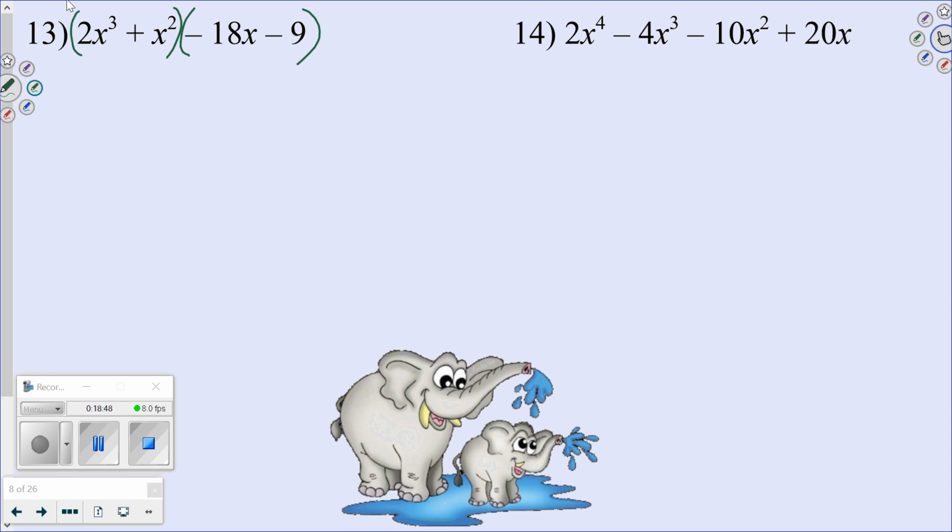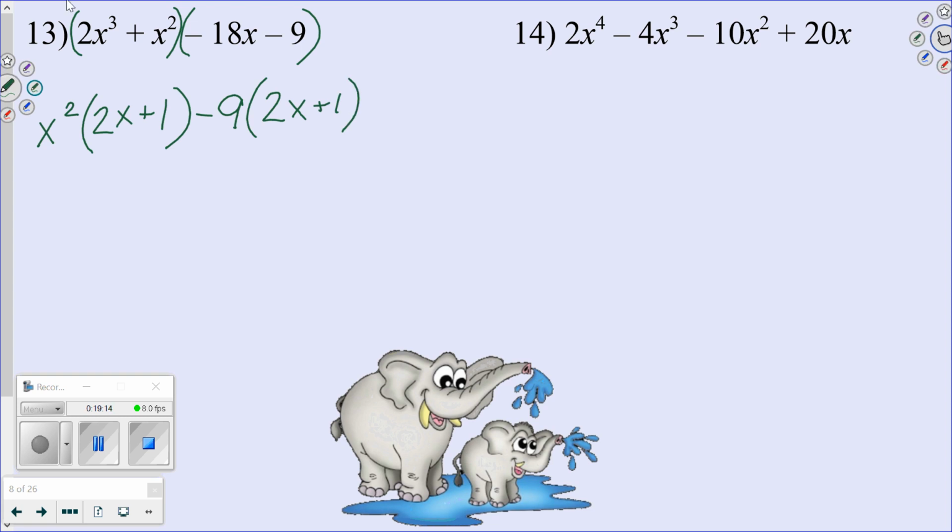All right, so it says pull out the GCF from each. GCF in the first set is x squared. What do we have left if we pull out an x squared? 2x plus 1. GCF in the second set? Negative 9. Good, that same rule about that first term being negative, we need to pull that out. What's left when you take out a negative 9? 2x plus 1.